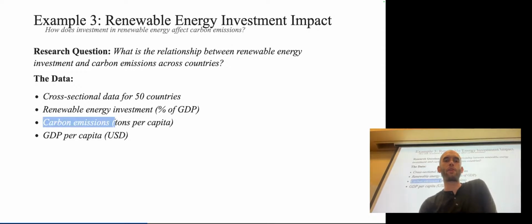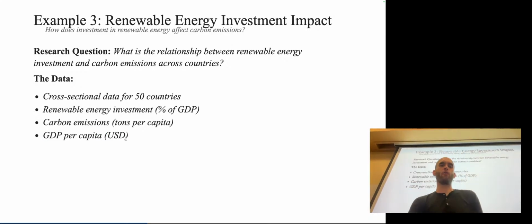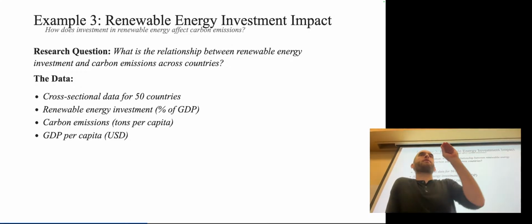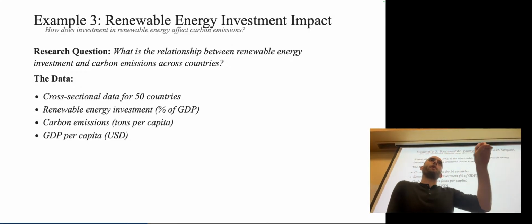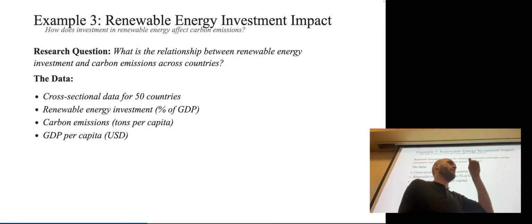Then we could have carbon emissions per capita, so it's tons of carbon per person. And then let's have a separate variable for GDP per capita. So if I'm thinking about where to start with this question, where I'd go to first is a scatter plot.